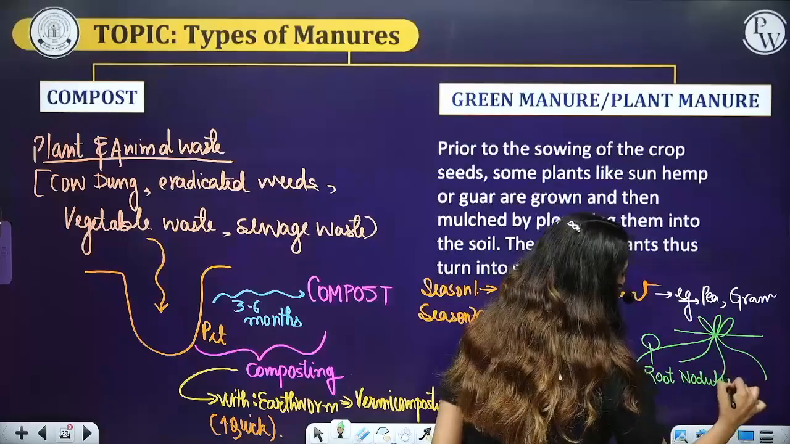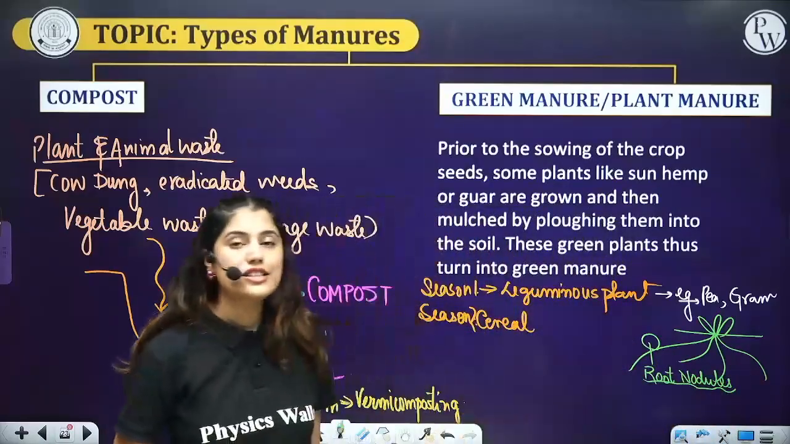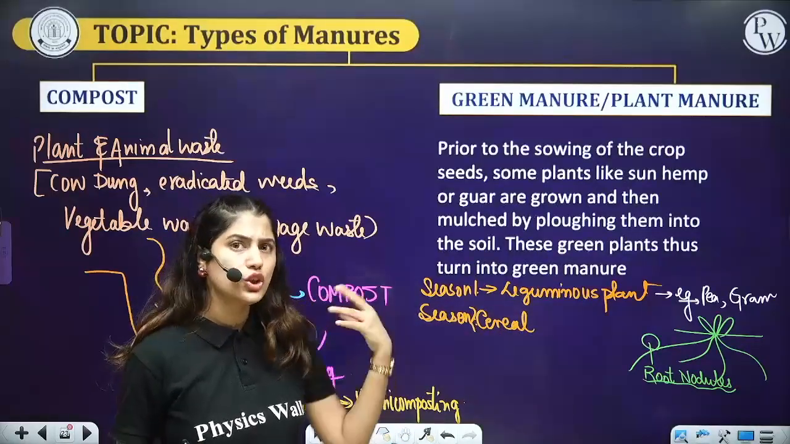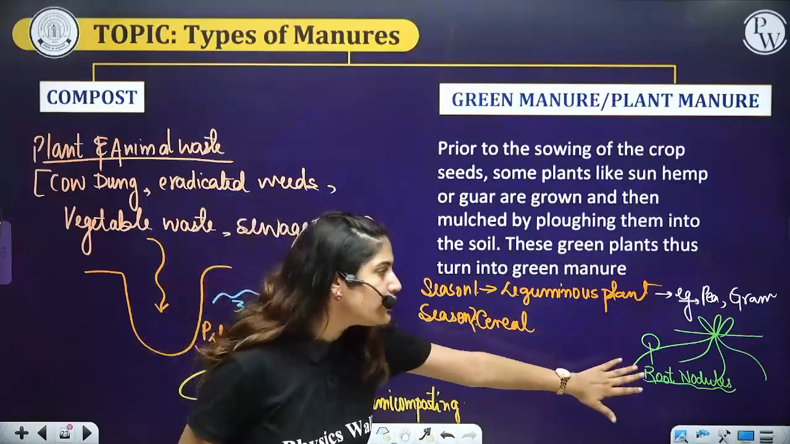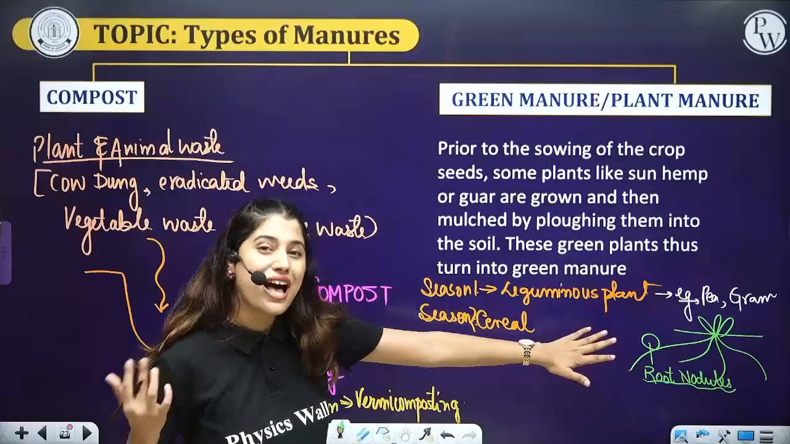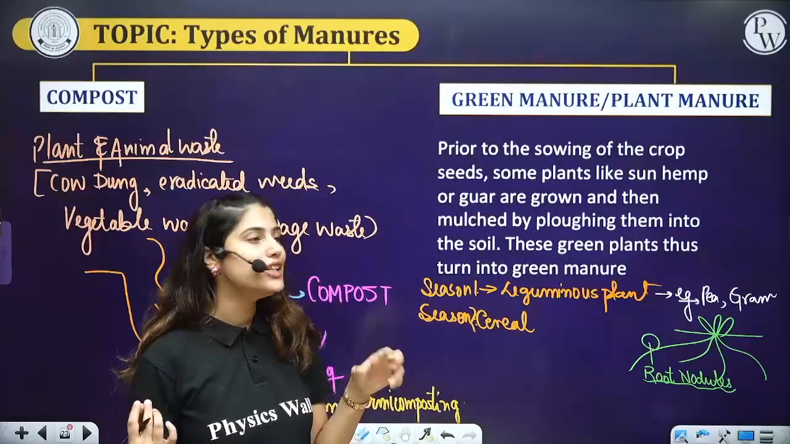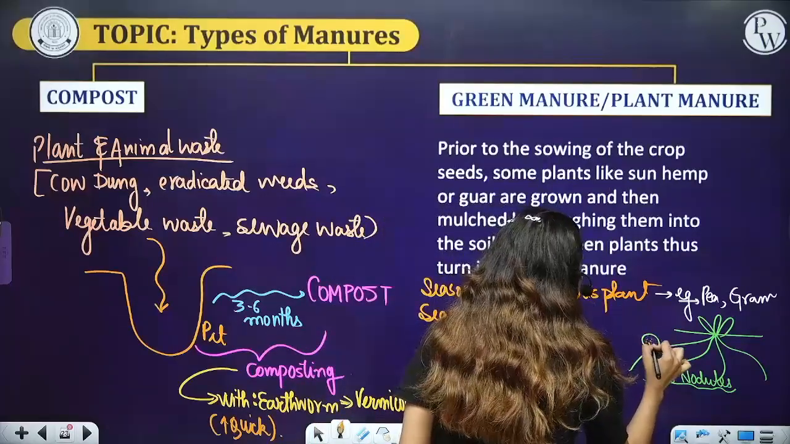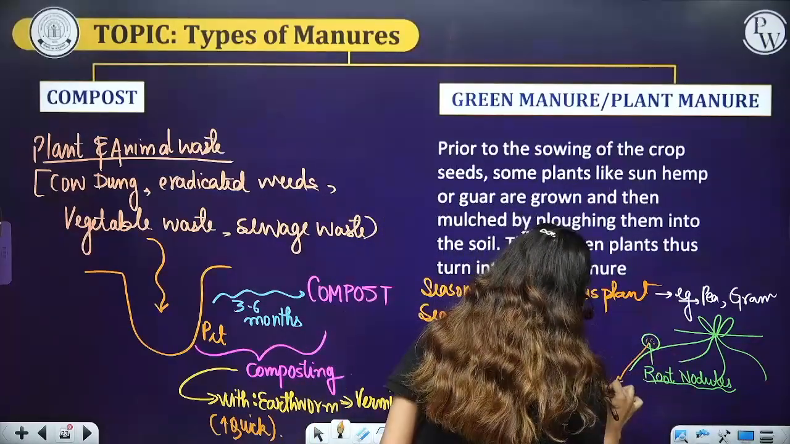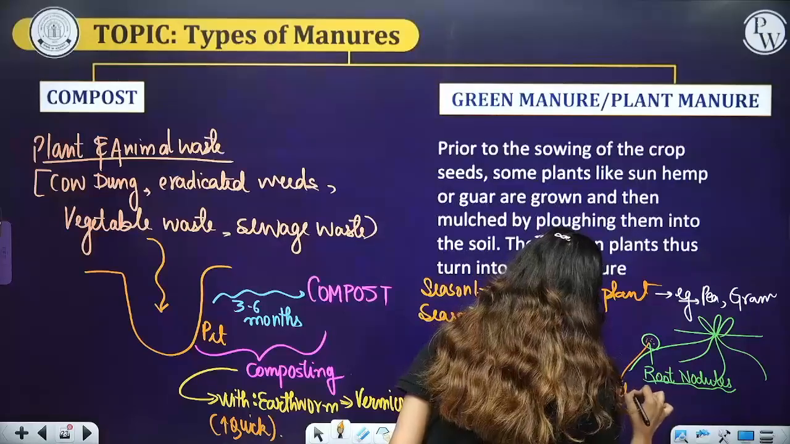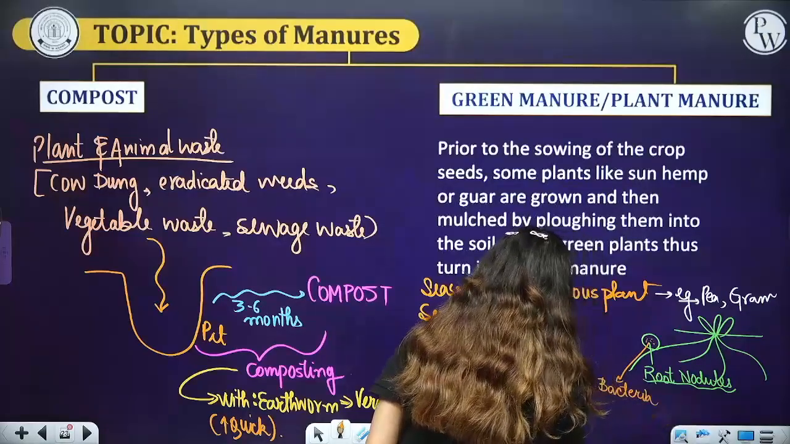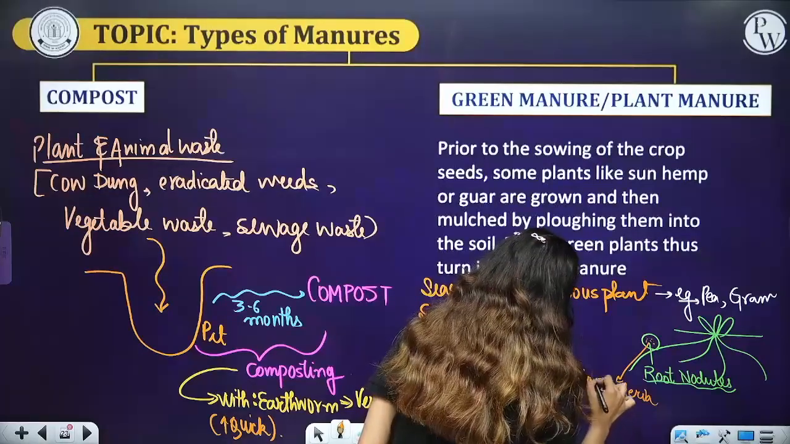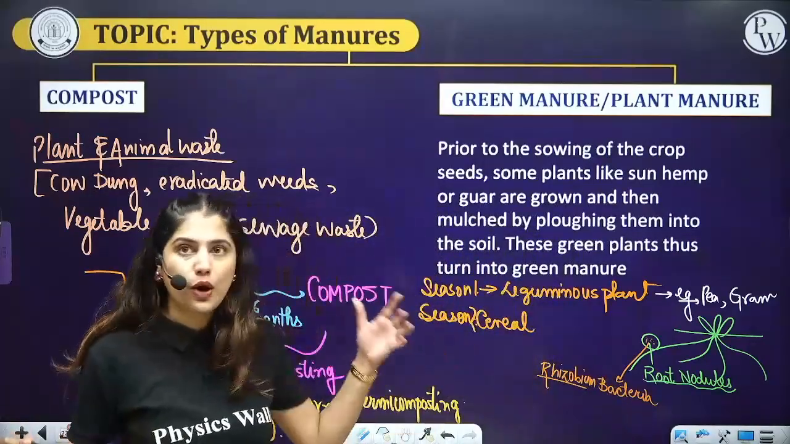What are these root nodules doing? The swollen structures are called nodules, and since they are present in the root, we call them root nodules. Now, these root nodules have bacteria in them. And which kind of bacteria? Rhizobium bacteria. What is so special about this bacteria?